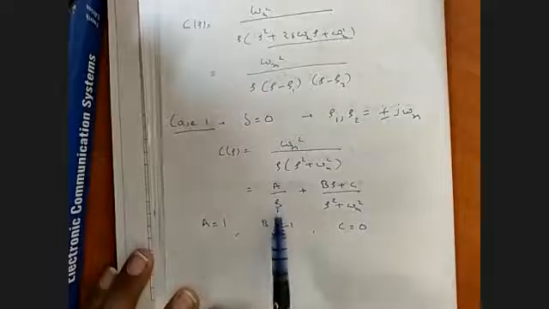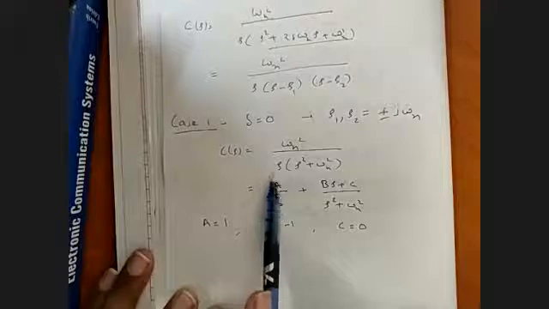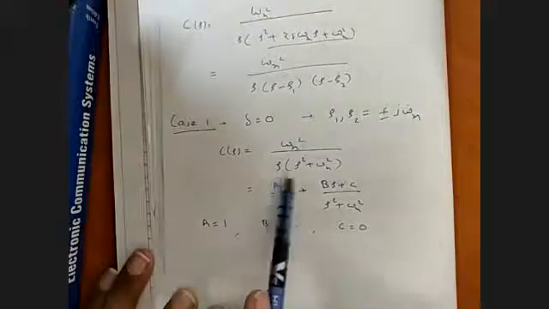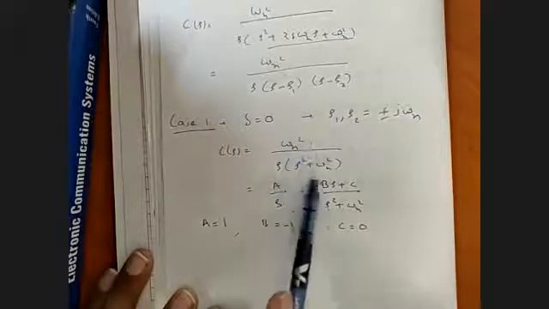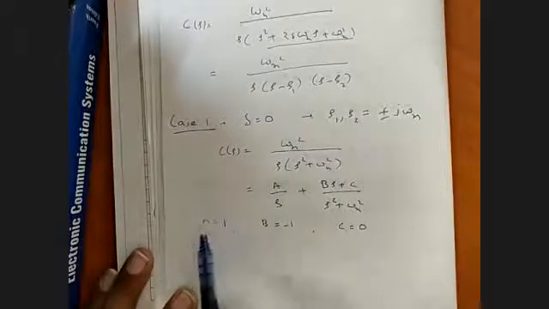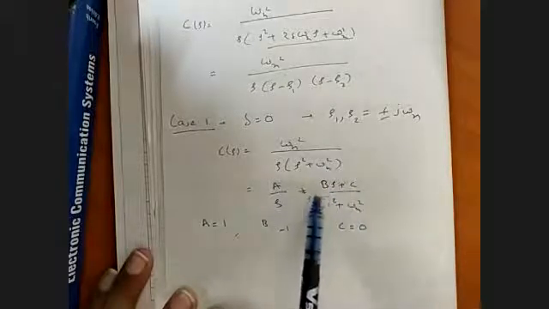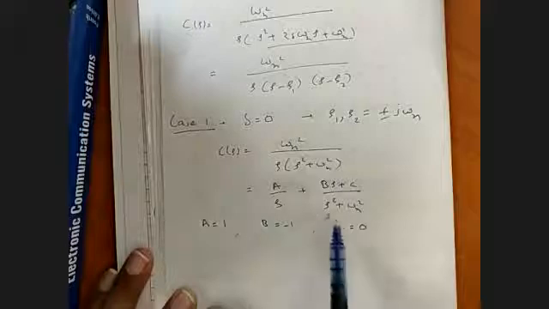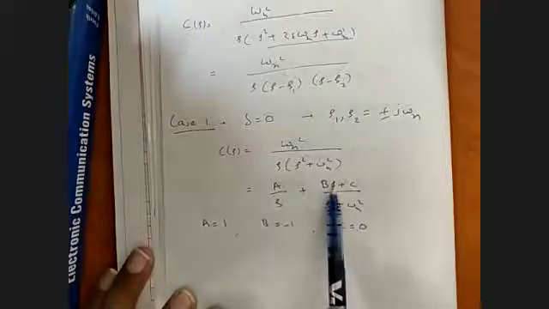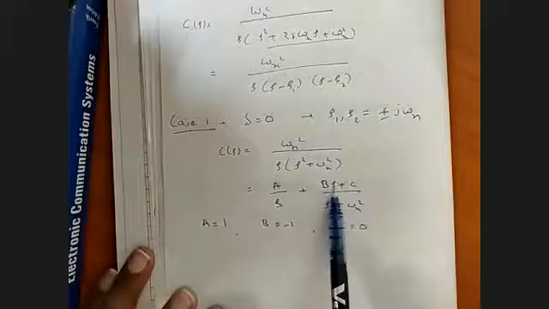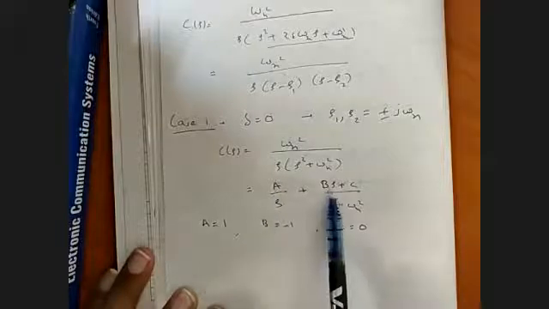We will find A equal to Cs into S at S equal to 0. When we put S equal to 0, S cancels, so it will become omega n square upon omega n square. That means A will become 1. In this, you can take it as Bs plus C, because it is s square plus omega n square, over the numerator we consider only the s term, that means C will be 0.